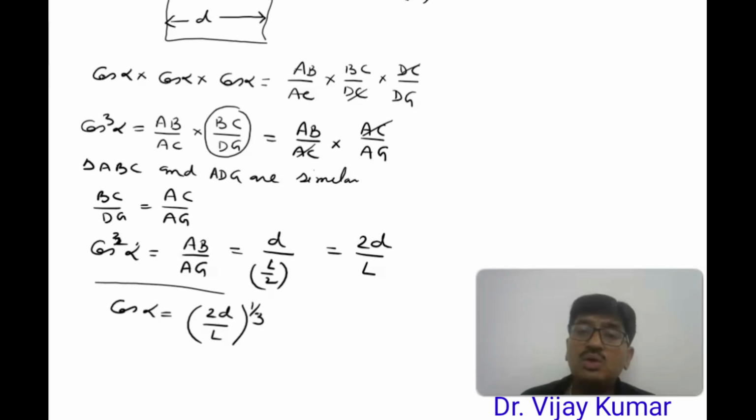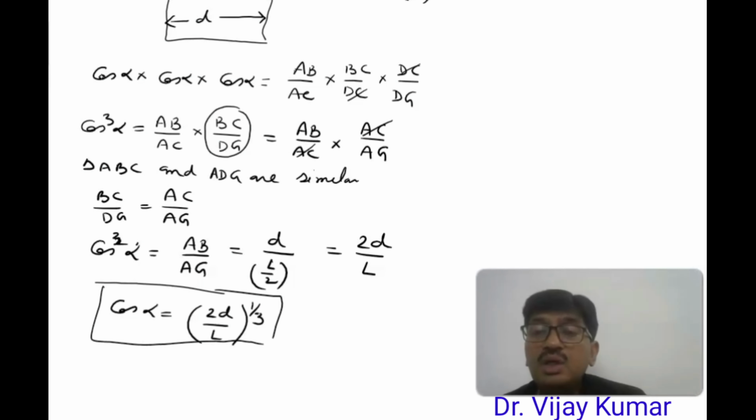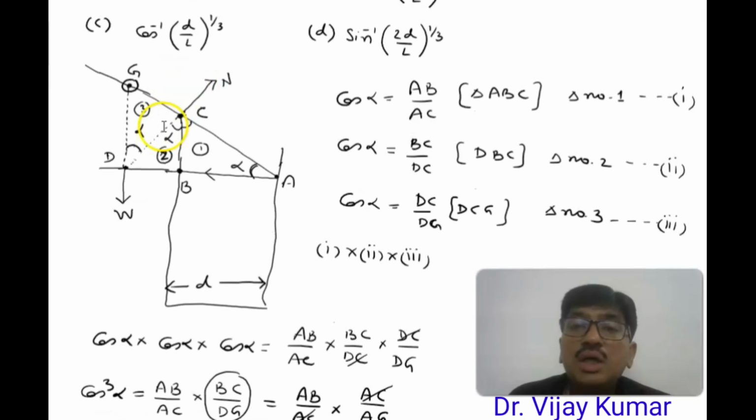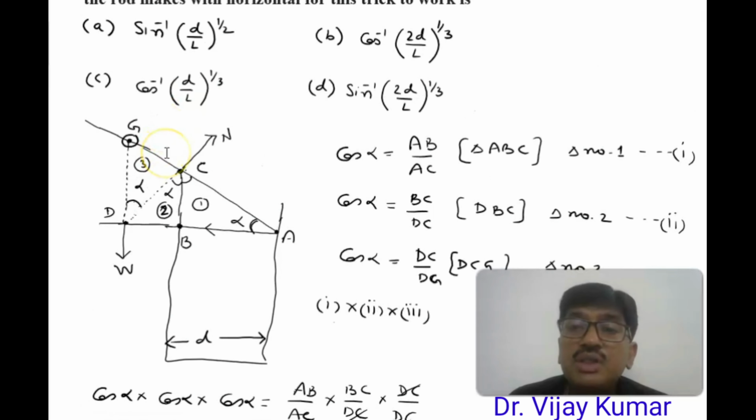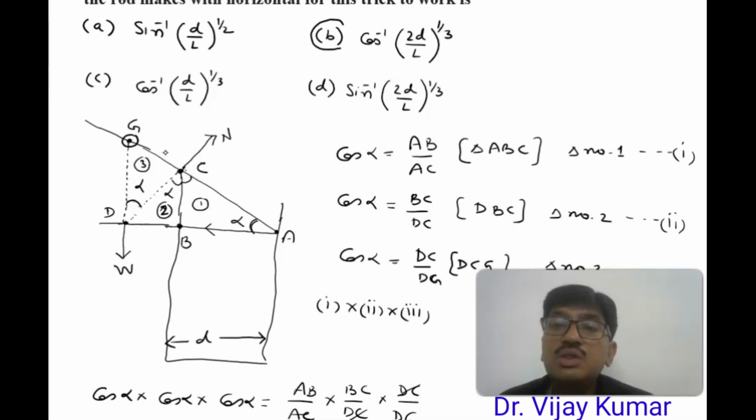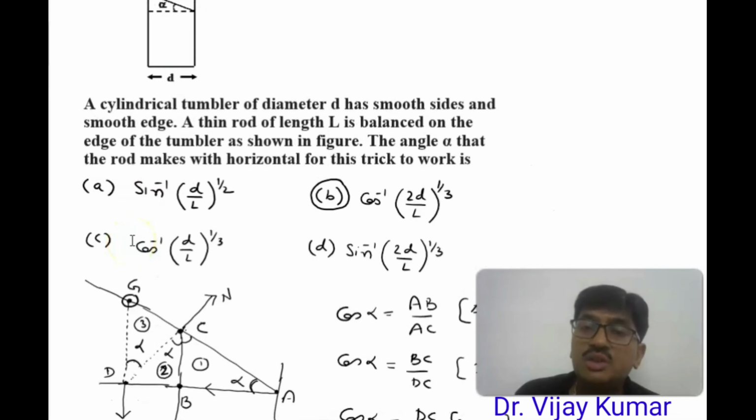This is cos alpha. And alpha should be cos inverse of 2D upon L to the power 1 by 3. And if we see the answer, cos inverse 2D upon L to the power 1 by 3, this answer B should be correct. So dear students, this is the solution of this problem.